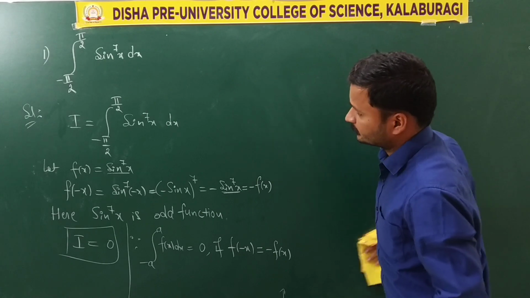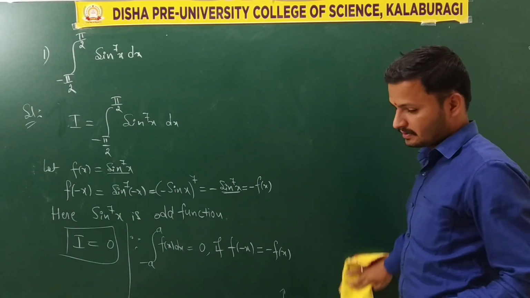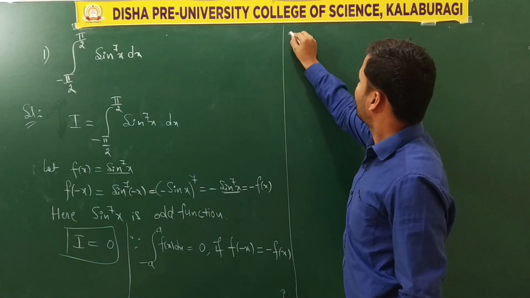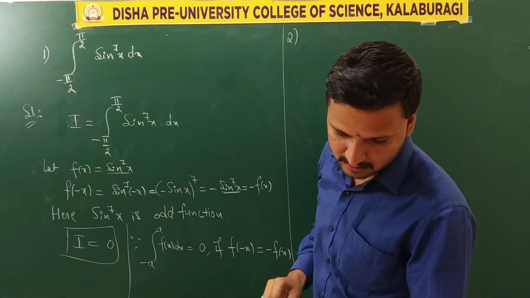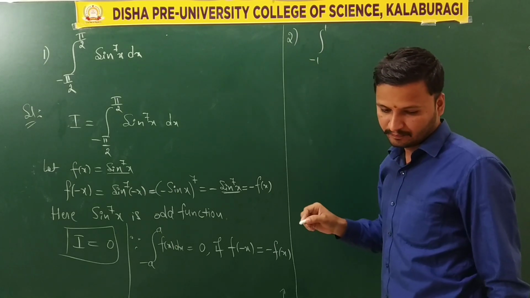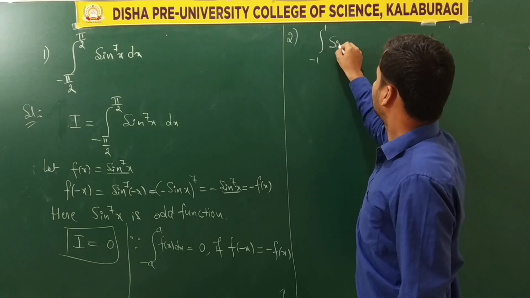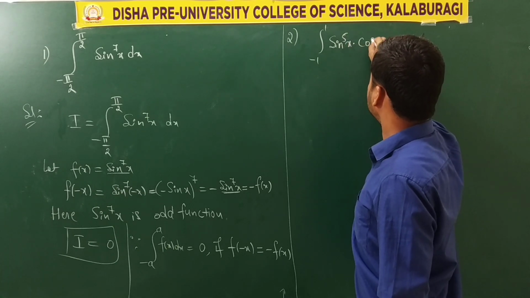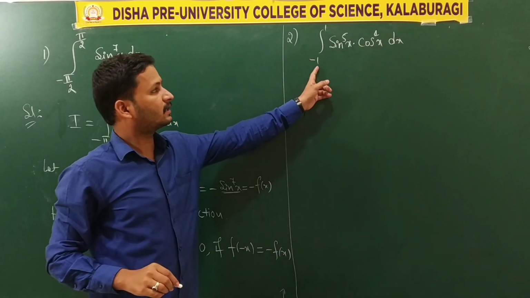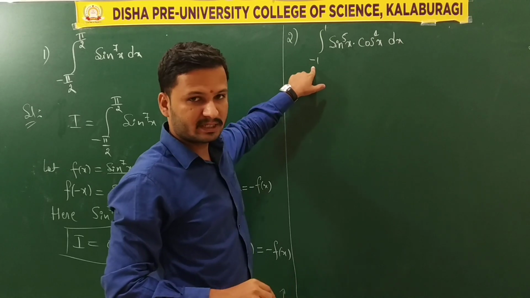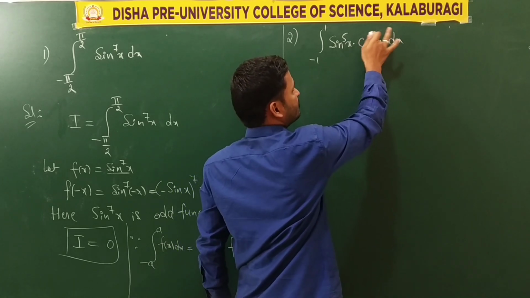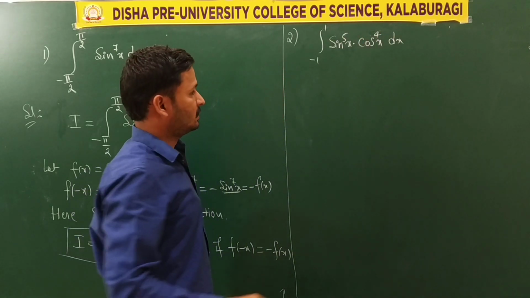Then next, second question. Evaluate the integral from minus 1 to plus 1 sin raised to 5x into cos raised to 4x into dx. So lower limit is minus 1 and upper limit is 1. So sin raised to 5x into cos raised to 4x. Okay, yes. So solution.